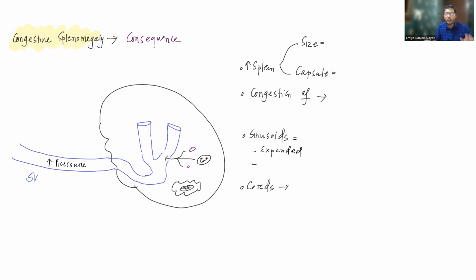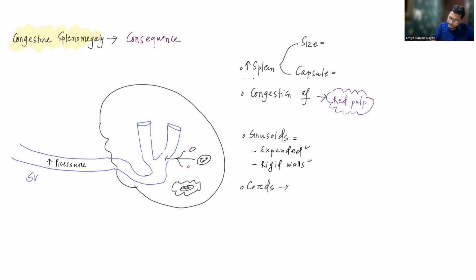And also there will be collagen deposition in the walls of the sinusoids, so that will make the sinusoidal walls rigid. So these are expanded and they will have rigid walls. Basically, sinusoids are present in the red pulp, so again, there will be congestion of the red pulp. The sinusoids are expanded and they will have rigid walls.